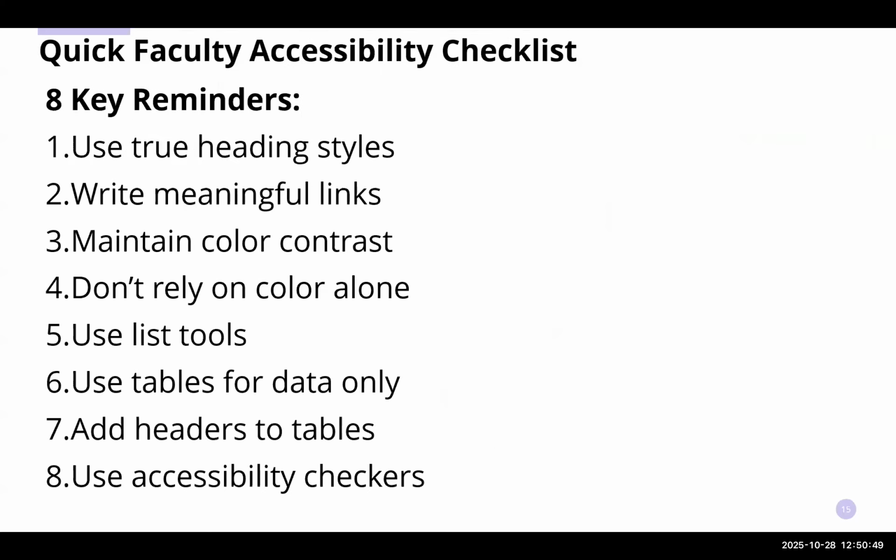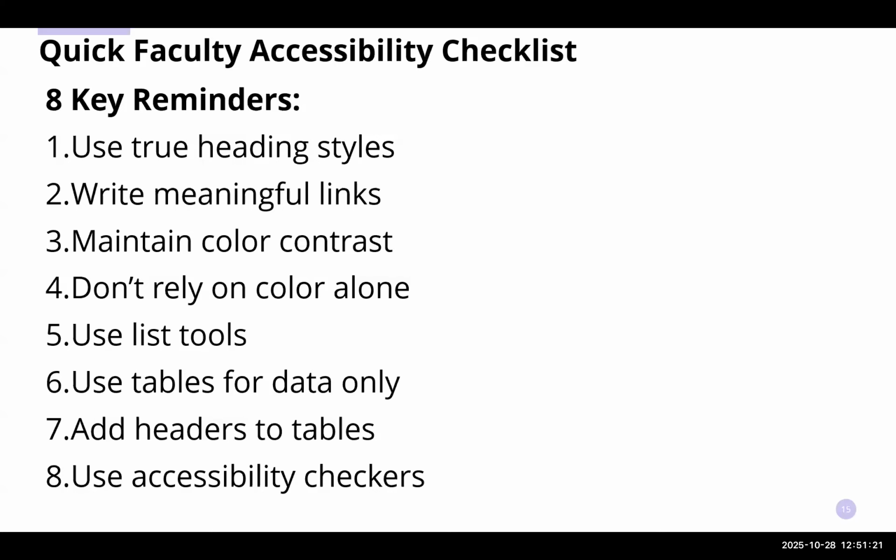Now that we have covered the key principles, let us bring it all together with a quick accessibility checklist for your course material. Think of this as your go-to reminder whenever you create or update any content. To start with, check your headings. That is, use built-in heading styles instead of changing font size or bolding text, which will keep the structure consistent and readable by screen readers.